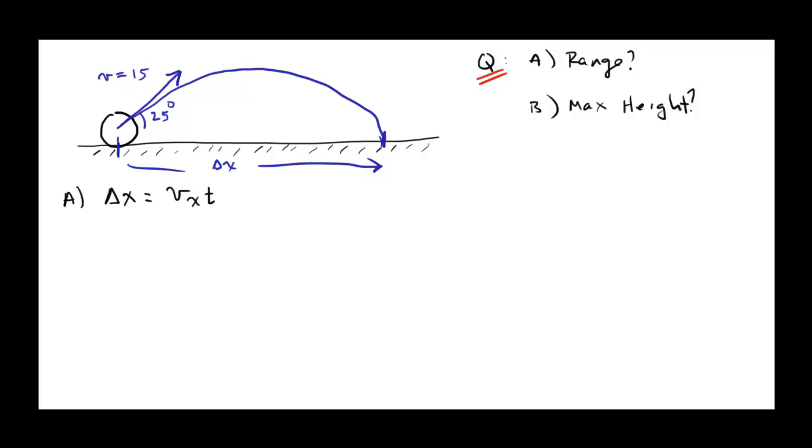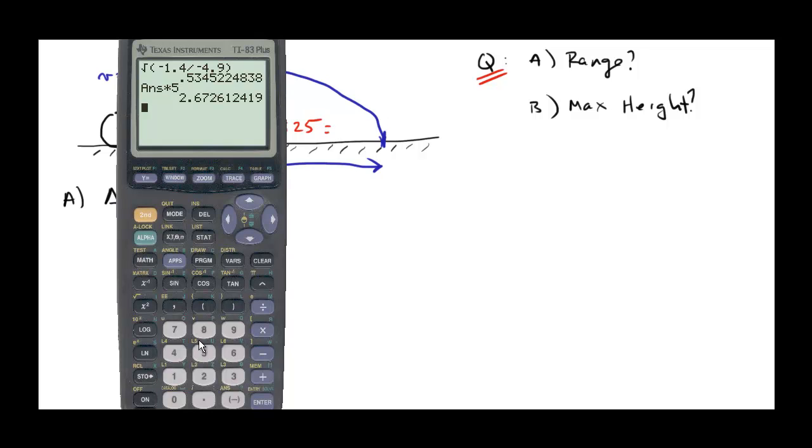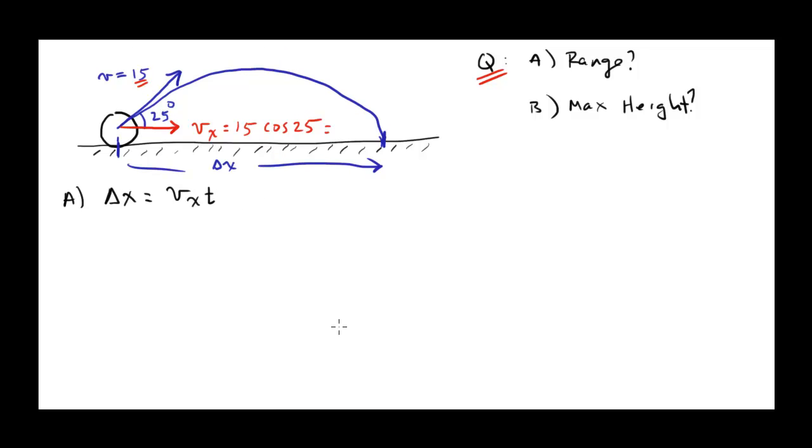What makes this problem slightly trickier is that not only do I not know t, but I don't know vx either. This velocity is the full speed at the angle. I need to figure out what is the x component of this velocity. What is vx? Hopefully we see immediately that this is 15 cosine 25. So maybe I'll just go ahead and calculate that right away. 15 cosine 25. 14 point, let's call it 14.9.